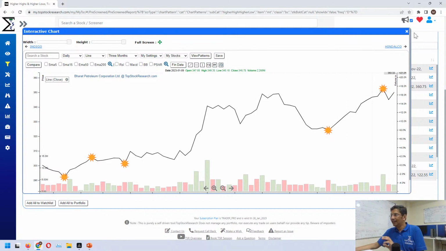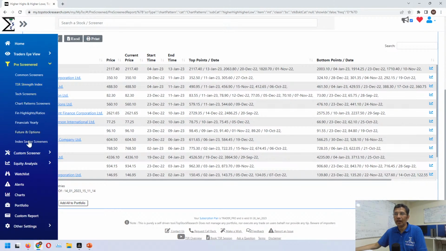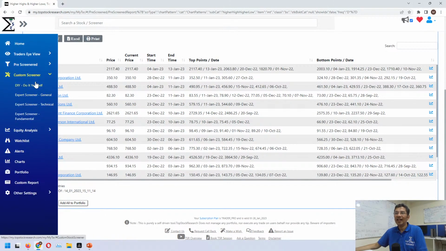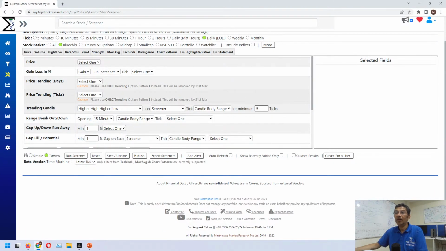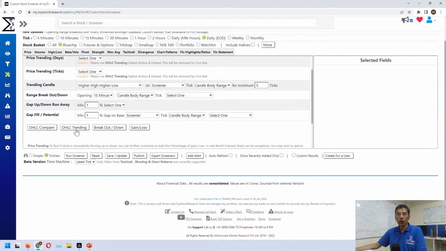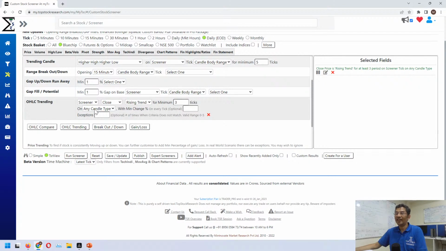Okay. Now there's another way of looking at it, basically this is like a pre-screen, right? Again we go to DIY screener, we go into trending, we go into OHLC trending. Now what this will tell you is a stock which is trending, rising on a close price. Of course, you can look at other periods also, for a minimum of, let's say, 5 days, right?